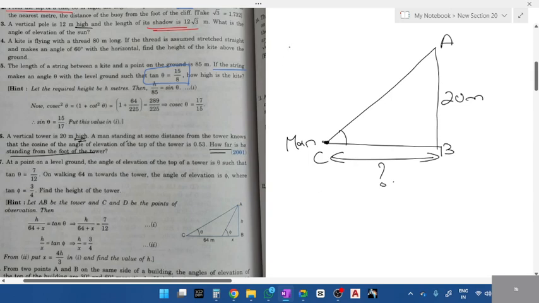Elevation is top. You have to always look at the top, right? So if a man is standing, which one will be theta here? If the man is standing in this position, this angle P should be theta. That is elevation. If it is depression, the man should have stood at point A, at the peak of the tower. So this would have been the angle of depression.